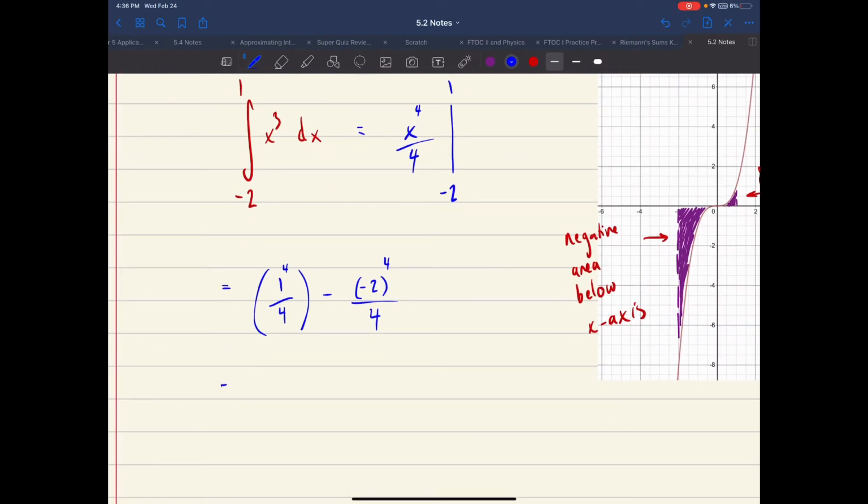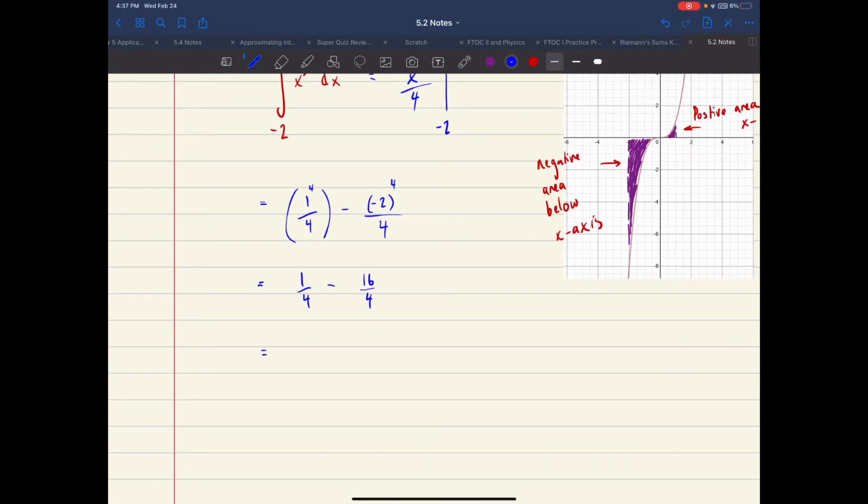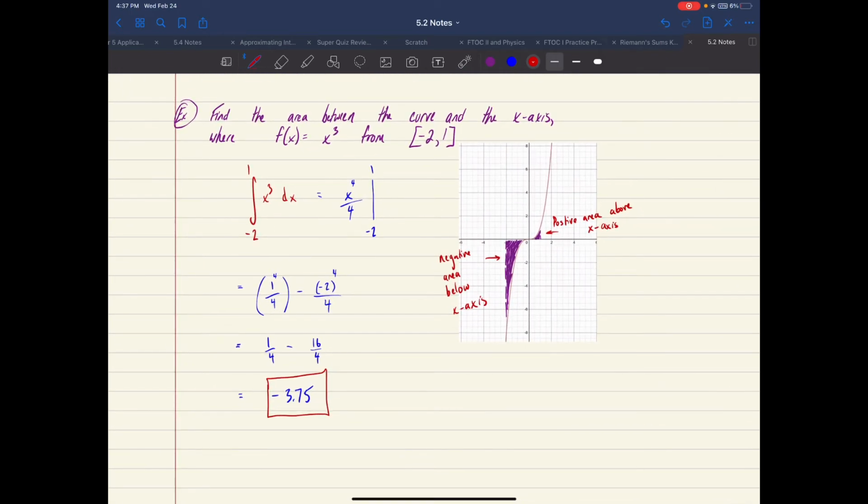This is not like doing Riemann sums, which are clunky, but they do define the definite integral. This is much easier. So this would just be 1/4 minus 16/4. So 1/4 minus 4, which is going to give you -3.75. That would be the net area between x cubed and the x-axis.